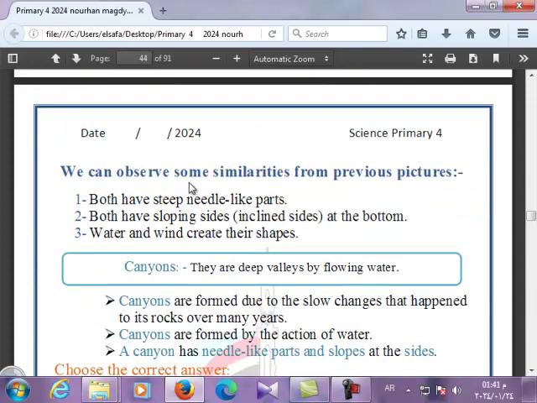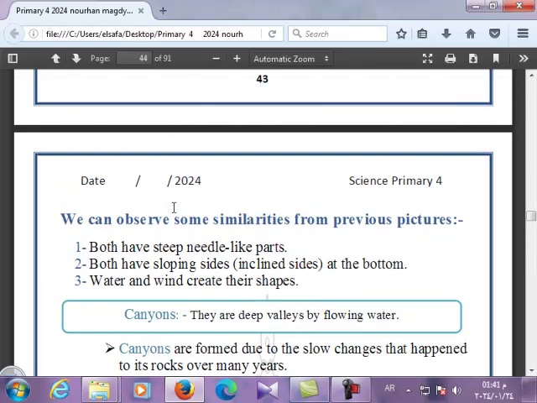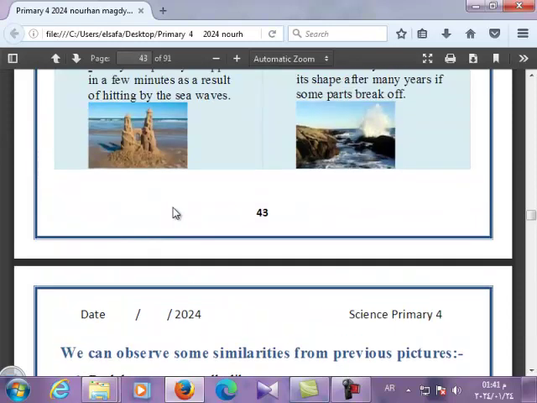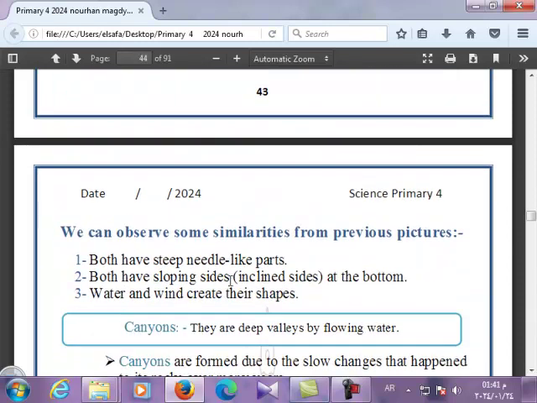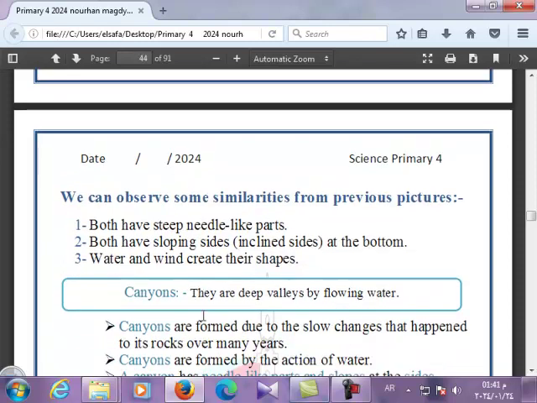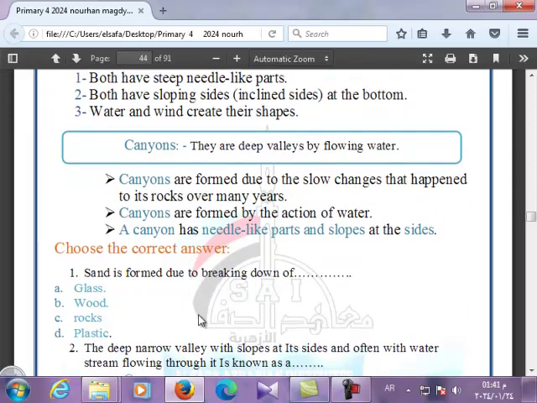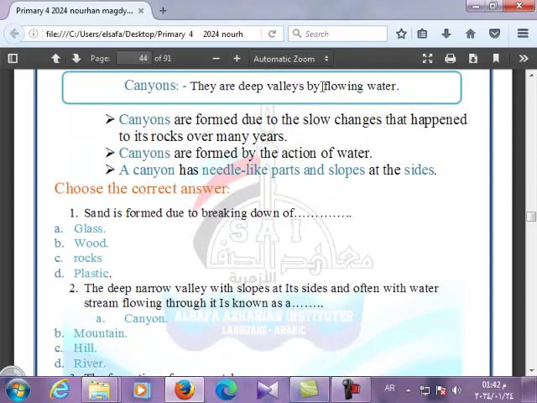We can observe some similarities from the previous picture. Both have steep needle-like parts. Both have sloping sides at the bottom. Water and wind create their shape. Canyons are deep valleys formed by flowing water. Canyons are formed due to the slow change that happened to their rocks over many years. Canyons are formed by the action of water. A canyon has needle-like parts and slopes at the side.